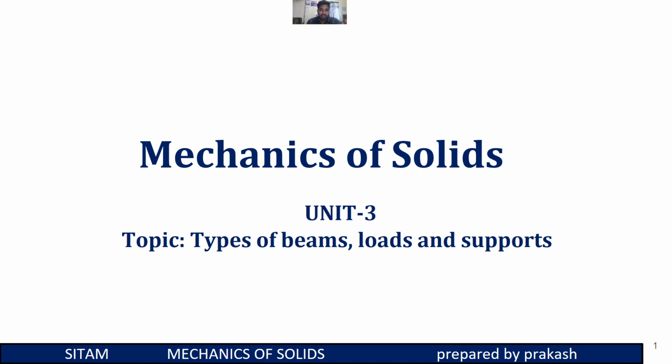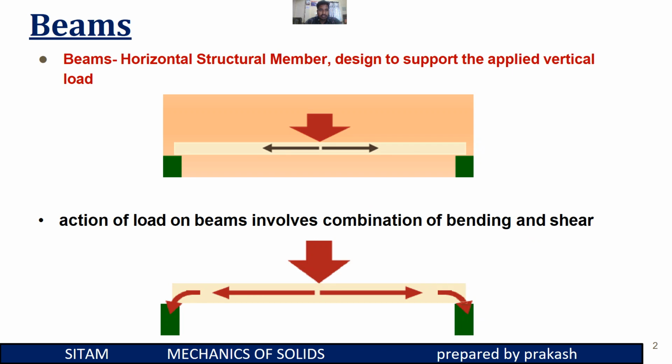Today, I would like to discuss a few basics on mechanics of solids. So, today we would like to discuss types of beams, different types of loads acting on the beams, and different types of supports. So, beams. Beams are nothing but horizontal structural members. These beams are designed to support the applied vertical loads.